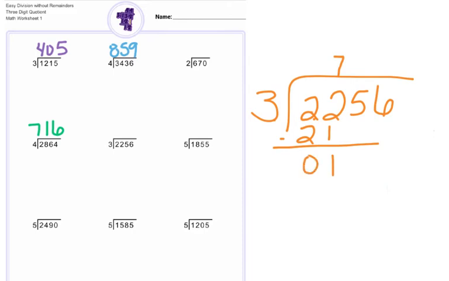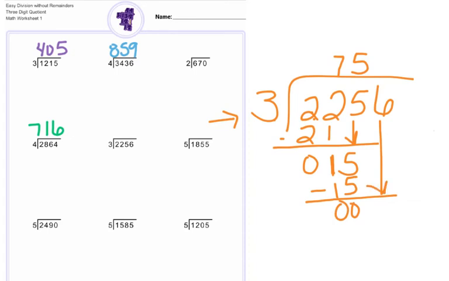And we can do our check and make sure that what we have left, in this case the 1, is less than the divisor of 3, which it is. So now you can bring down your 5. And we know that 3 can go into 15, and it can go into 15 5 times, because 3 times 5 is equal to 15. And we can subtract and bring down our 6.